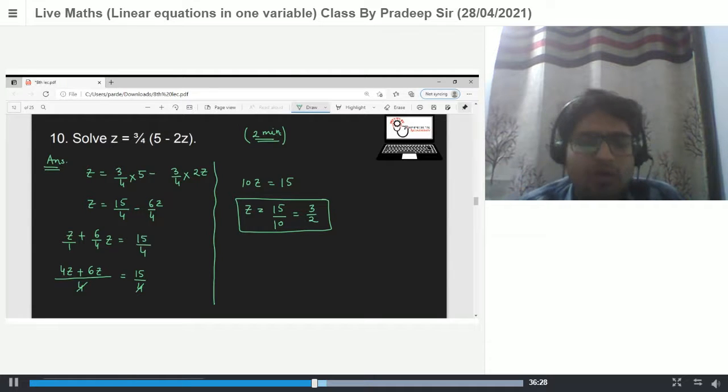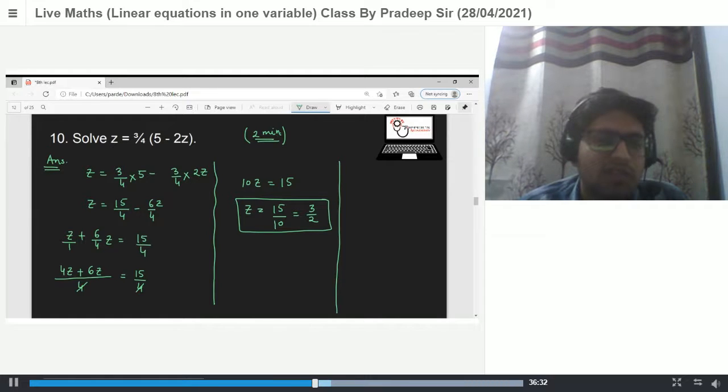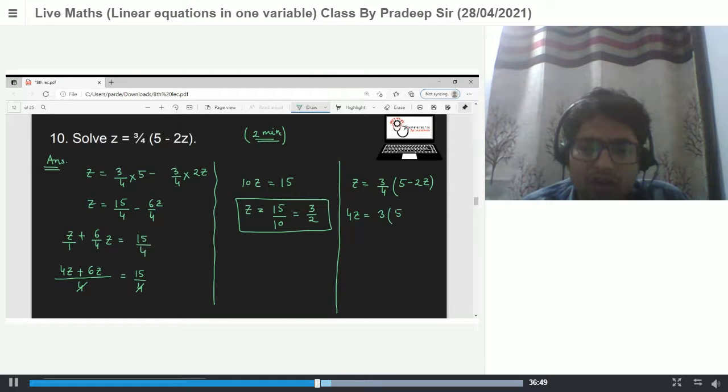Or you can solve simply by using cross multiplication. So z equal to 3 by 4 into 5 minus 2z. Using cross multiplication, this will become 4 into z, and 3 into 5 minus 2z. This is 15 minus 6z.